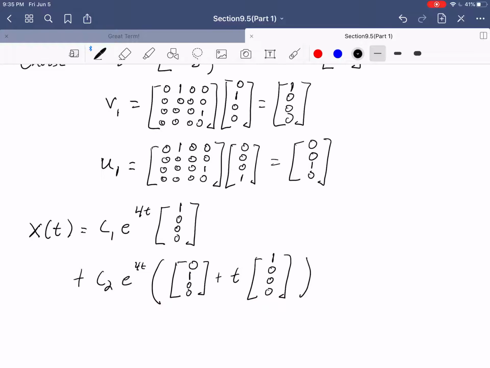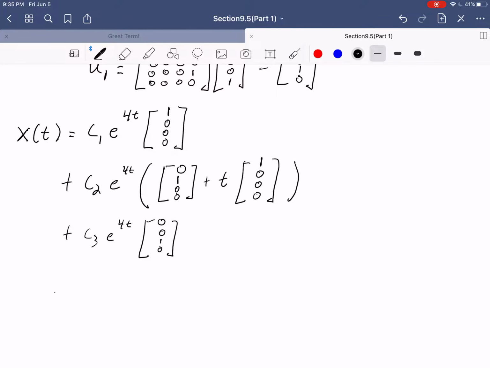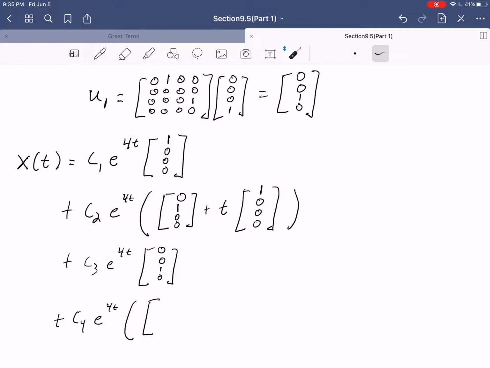So now we'll move to the u chain. So plus C3 e to the 4t, and the u, that 1, is going to be 0, 0, 1, 0. And then we continue that chain, C4 e to the 4t, parentheses. We use its order 2, which is this guy here, 0, 0, 0, 1, so 0, 0, 0, 1 plus t times the actual eigenvector, 0, 0, 1, 0.